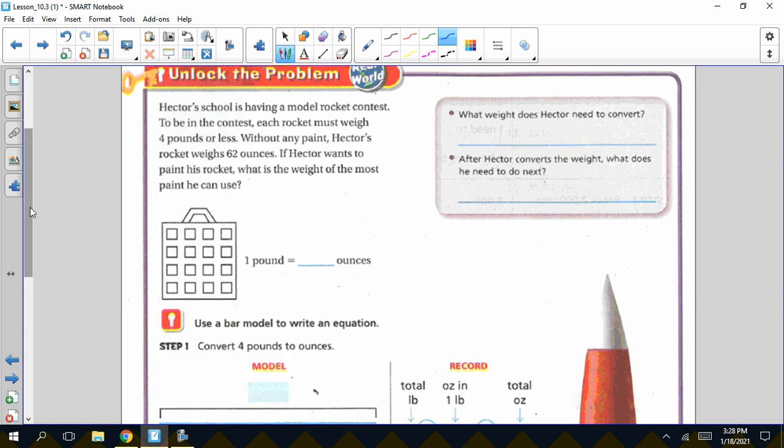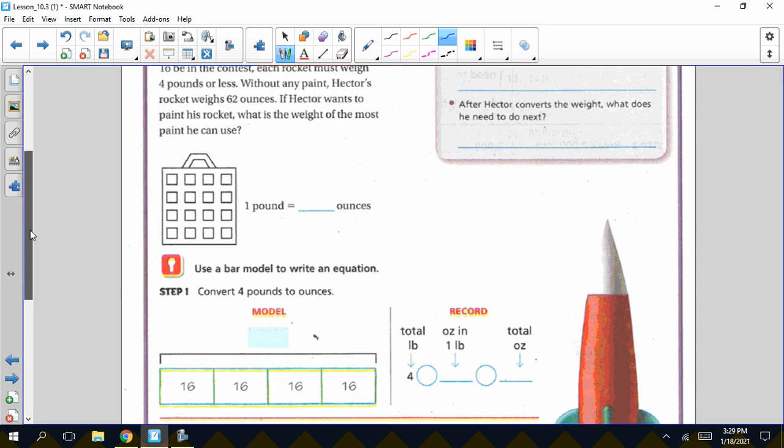But look at the first question here. Hector's school is having a model rocket contest. To be in the contest, each rocket must weigh 4 pounds or less. Without any paint, Hector's rocket weighs 62 ounces. If Hector wants to paint his rocket, what is the weight of the most paint he can use? So he wants to paint his rocket. He cannot exceed 4 pounds, and it already weighs 62 ounces. So we need to figure out how much 4 pounds is in ounces so we can compare those two.